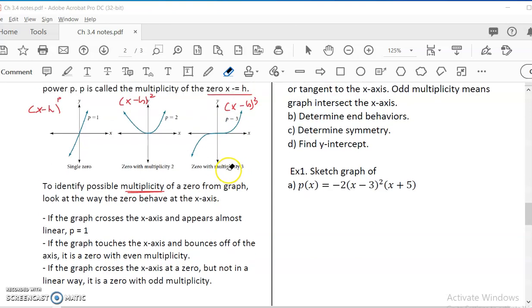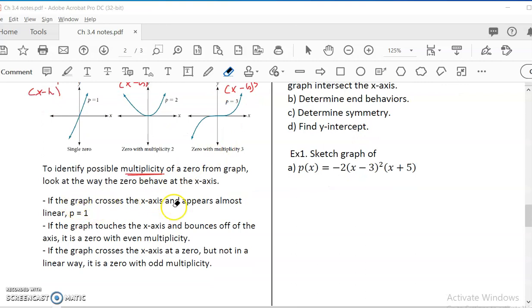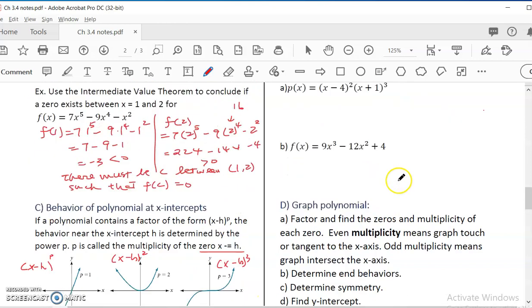And to distinguish between the power, we have these three phenomena that we saw earlier. If the graph crosses the x-intercept, most likely linearly, then the power is 1, and we call it multiplicity 1, or single zero, or single root. If the graph touches the x-axis and bounces off, then it is an even multiplicity. The lowest number is p equal to 2. And if the graph crosses the x-intercept at a 0, but not in a linear way, but in a curved way, then it's a 0 with odd multiplicity. The lowest number is p equal to 3.